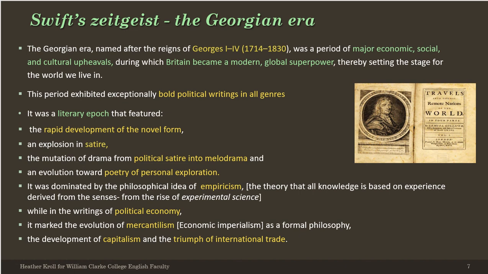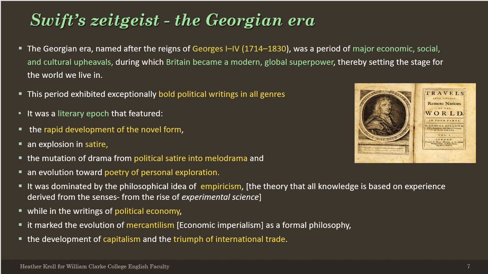So in terms of broader literary ideas, this is a literary epoch that featured the rapid development of the novel form. And in fact, Jonathan Swift's Gulliver's Travels was one of the first published novels. And the reason for that was some of the recent adaptations or recent engineering feats for publishing books. So even though it was still by our standards very labour intensive, it was much easier.